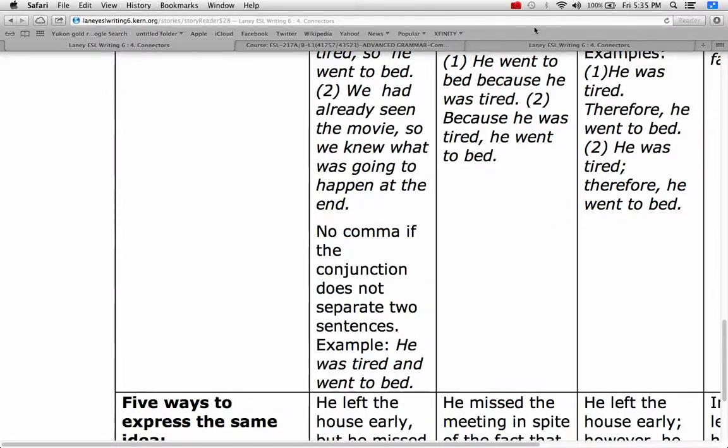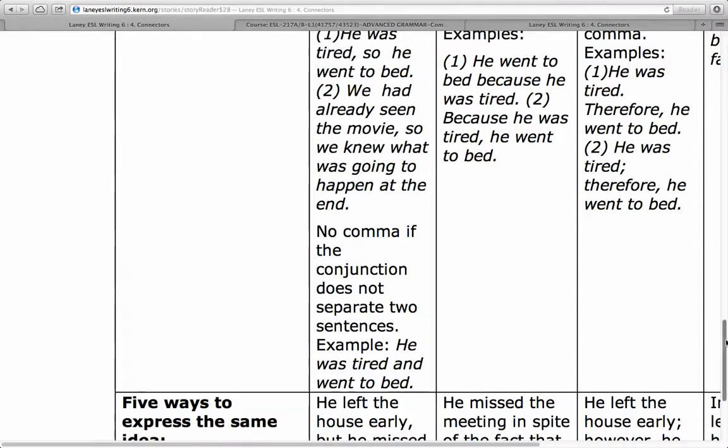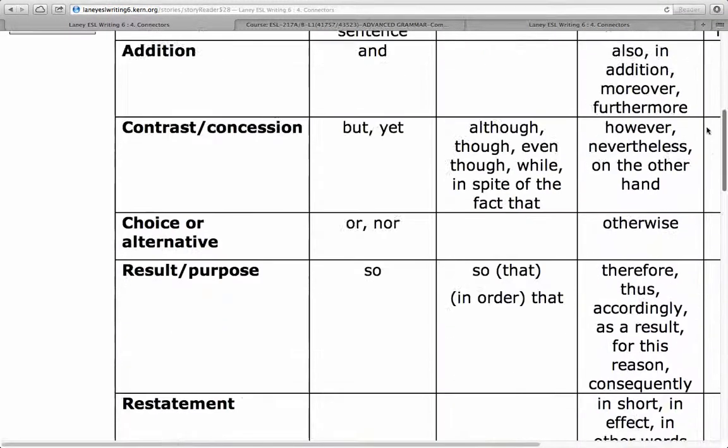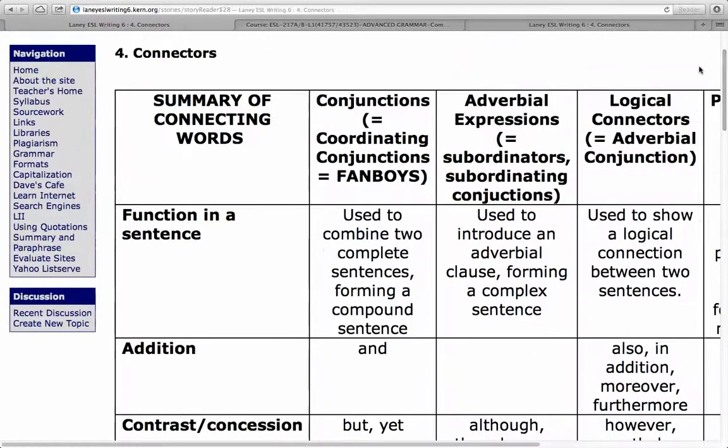I'm going to stop this here and then go on and talk about your next column here, which is adverbial expressions, or some people call them subordinators, some people call them subordinating conjunctions. And the really important thing to understand here is this is how you begin an adverbial clause. So this is what we're going to be talking a lot about in the next week or so.